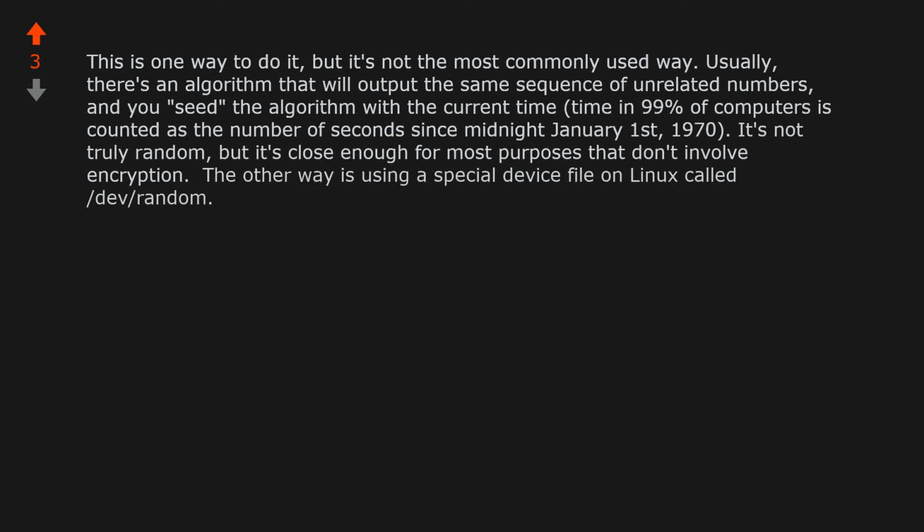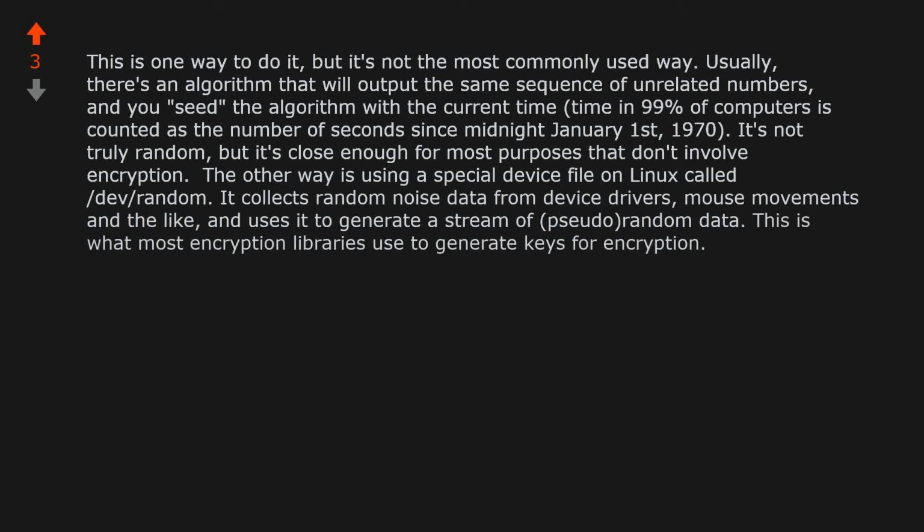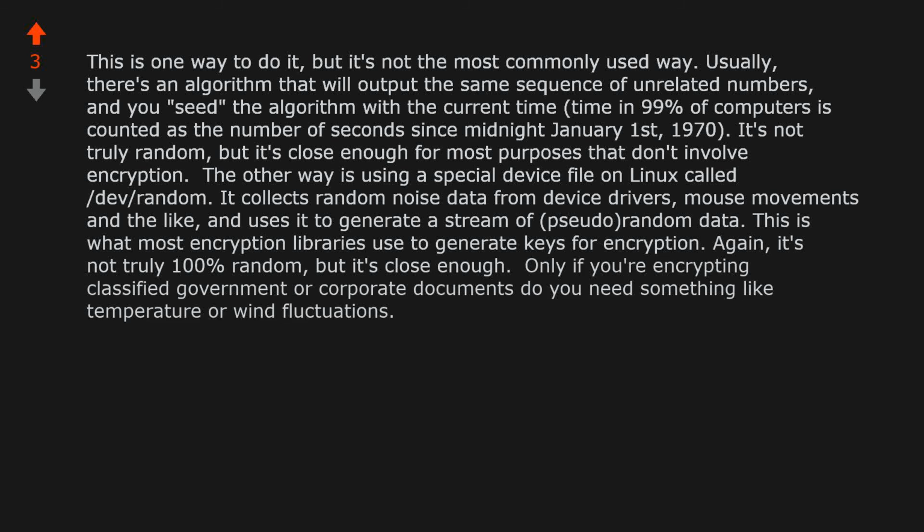The other way is using a special device file on Linux called /dev/random. It collects random noise data from device drivers, mouse movements, and the like, and uses it to generate a stream of pseudo-random data. This is what most encryption libraries use to generate keys for encryption. Again, it's not truly 100% random, but it's close enough. Only if you're encrypting classified government or corporate documents do you need something like temperature or wind fluctuations.